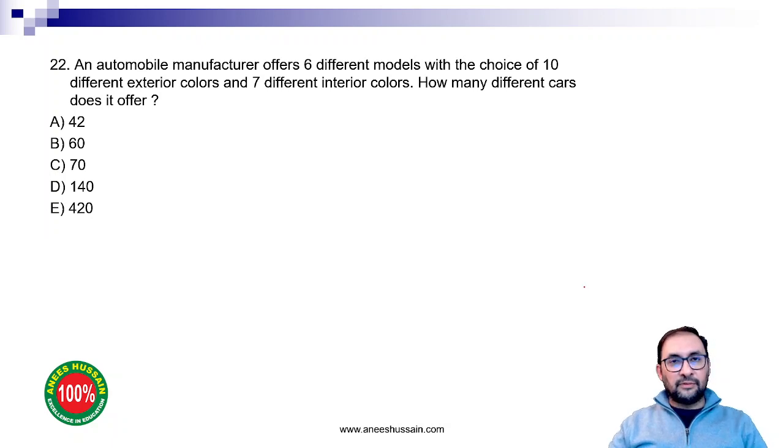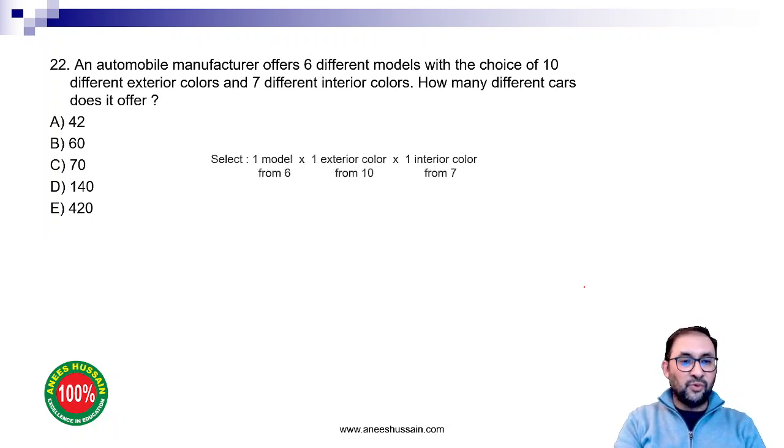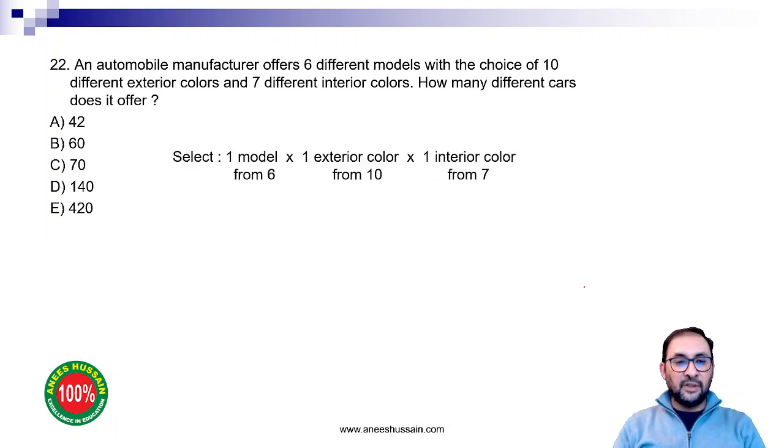Question number 22. An automobile manufacturer offers 6 different models with a choice of 10 different exterior colors and 7 different interior colors. How many different cars does it offer? In other words, how many cars can you order, or how many different combinations of cars can you order? So you're going to choose 1 model from 6 available, 1 color from the 10 available, and 1 interior color from the 7 available. So you have to choose 1 of each. So it's basically a combinations problem.